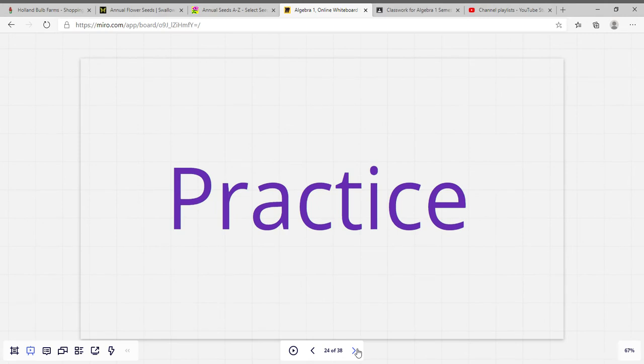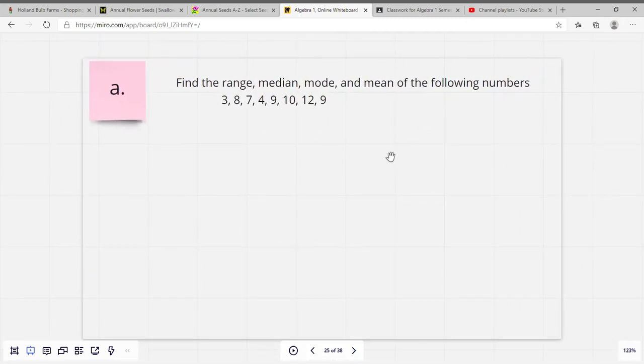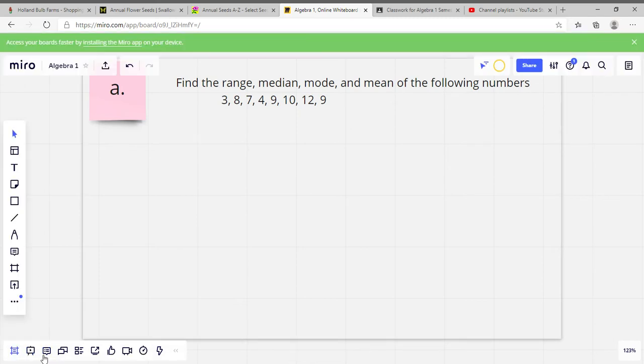All right, go ahead and do the practice problems. Pause the video, do those problems, and then I'll come back and work them for you. So hopefully you paused the video to do these practice problems. I'm going to start with A here. A says, find the range, median, mode, and mean of the following numbers. Okay, so here's our set of numbers.